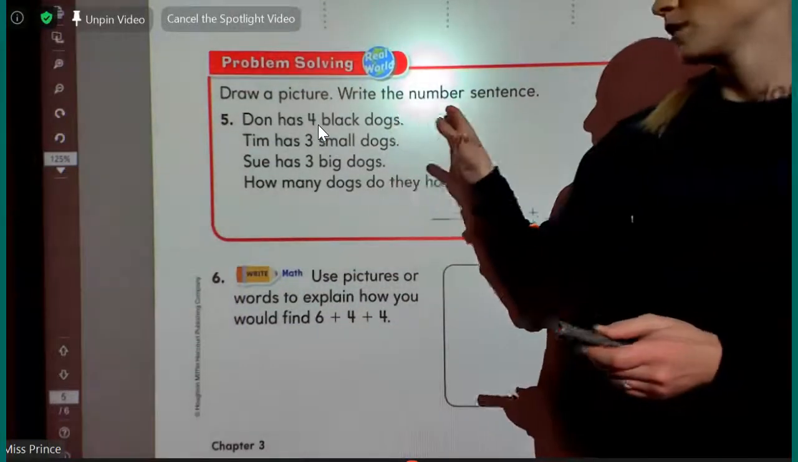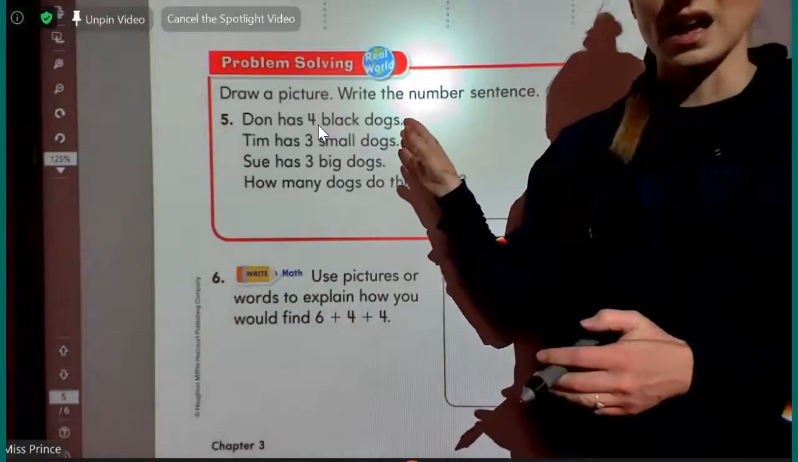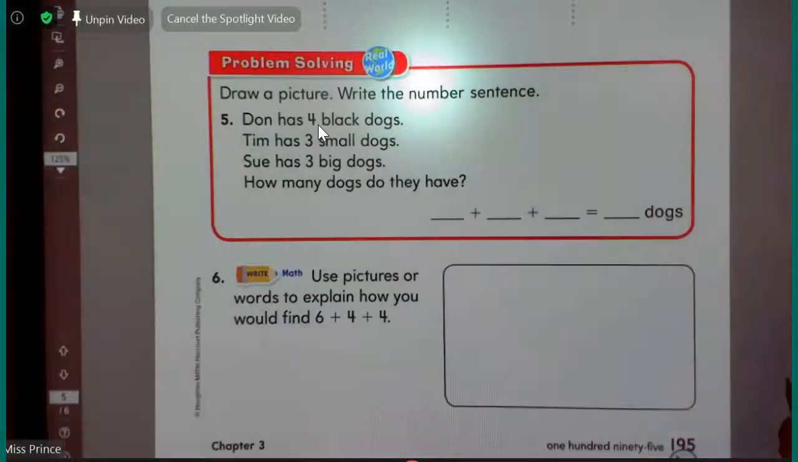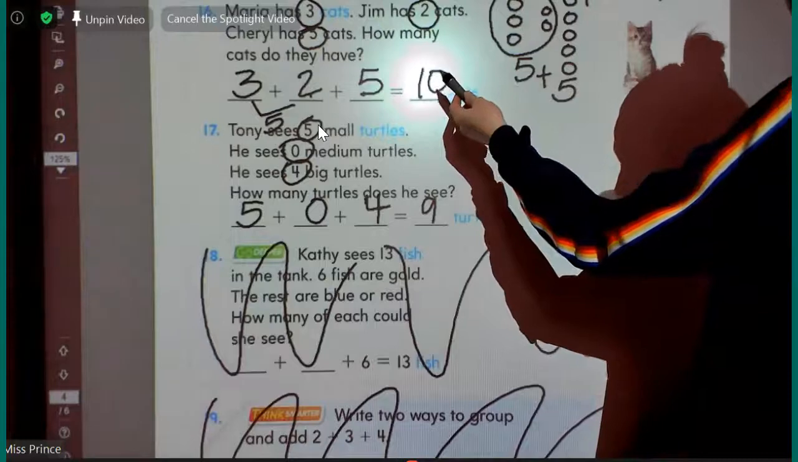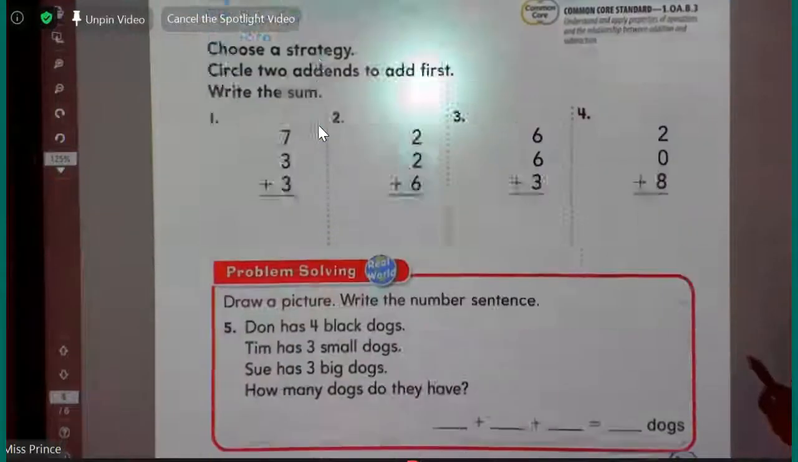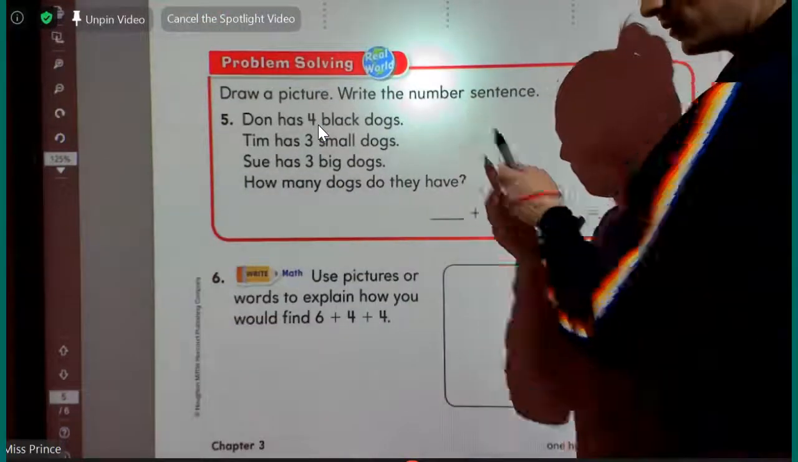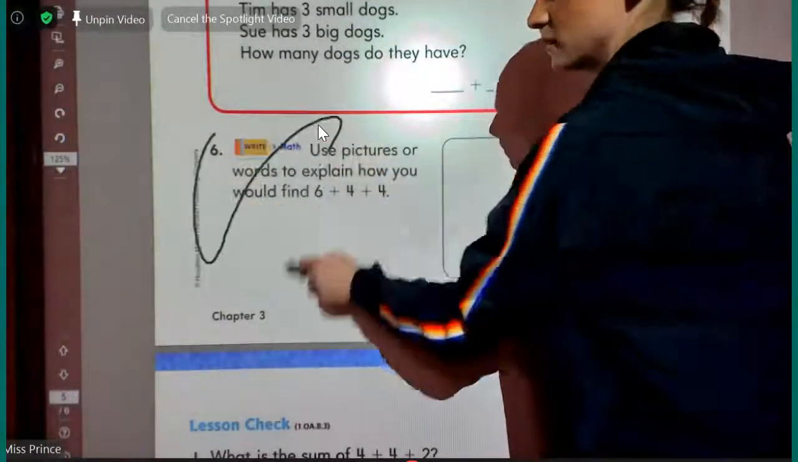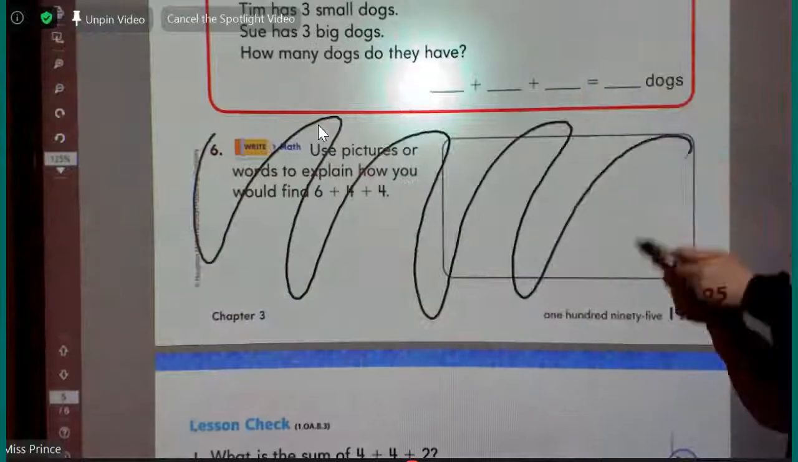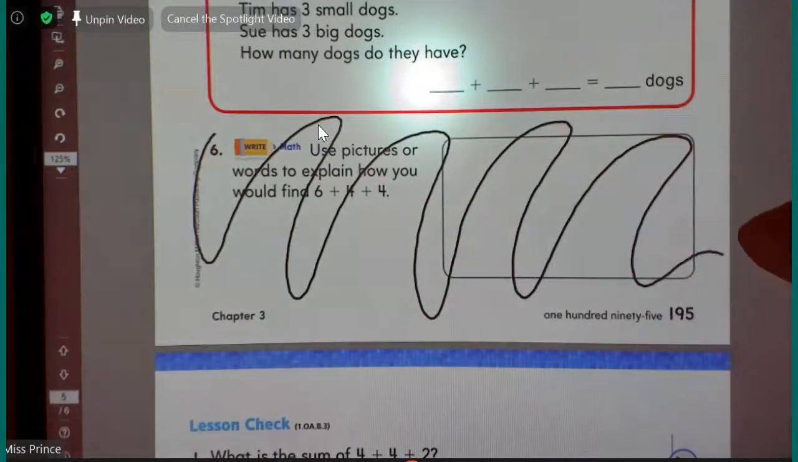Draw a picture, write the number sentence. That is exactly what we just did on this last page. So we can do it. That's exactly what we just did here. So we're going to keep this one. But we are going to cross out number 6. So go ahead and cross out 6.